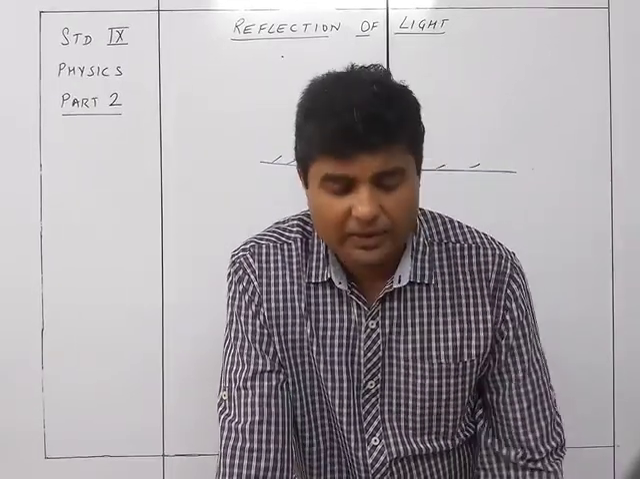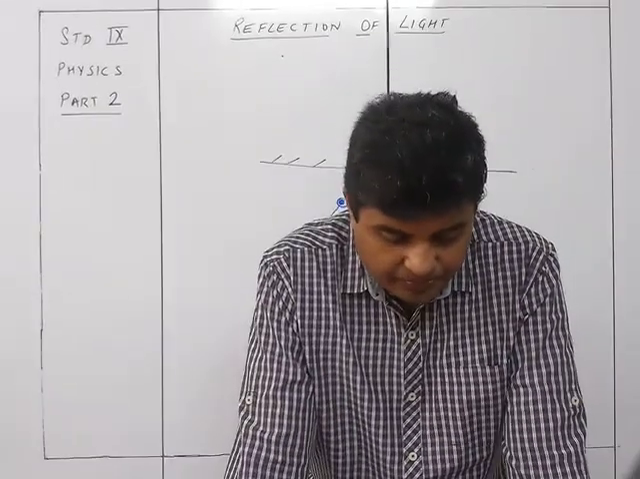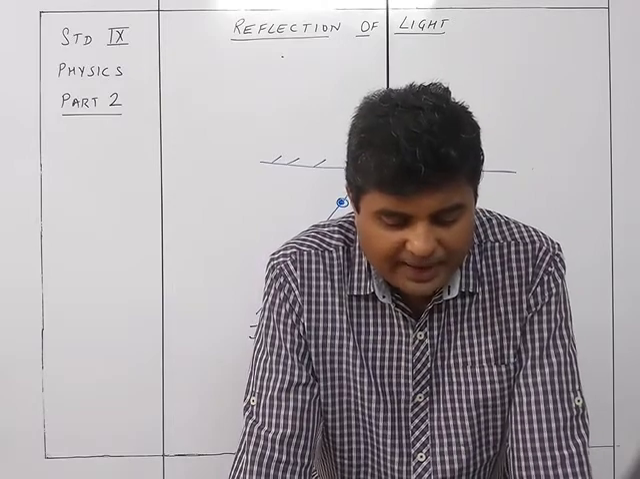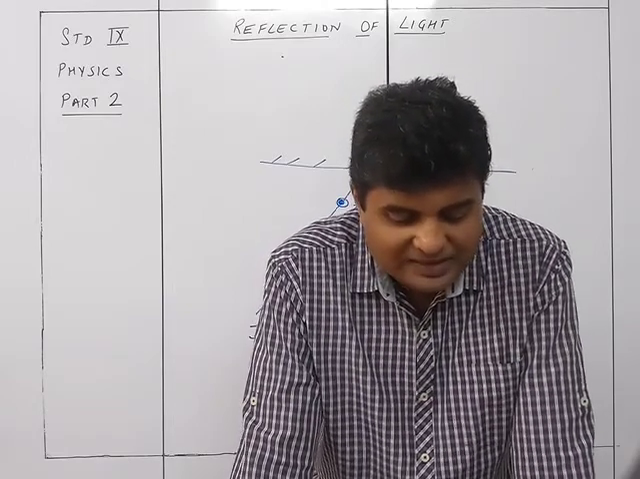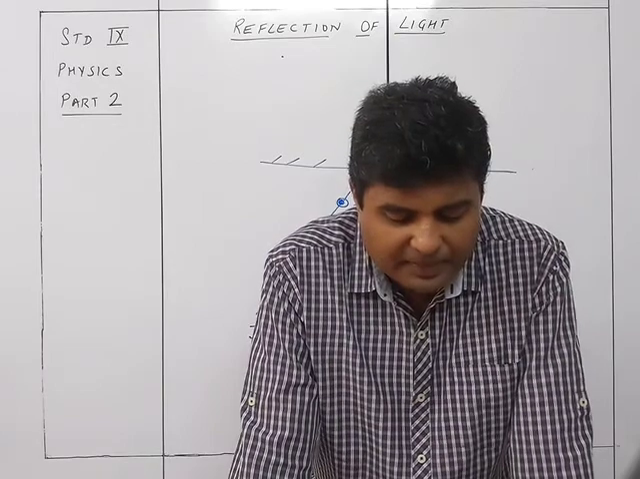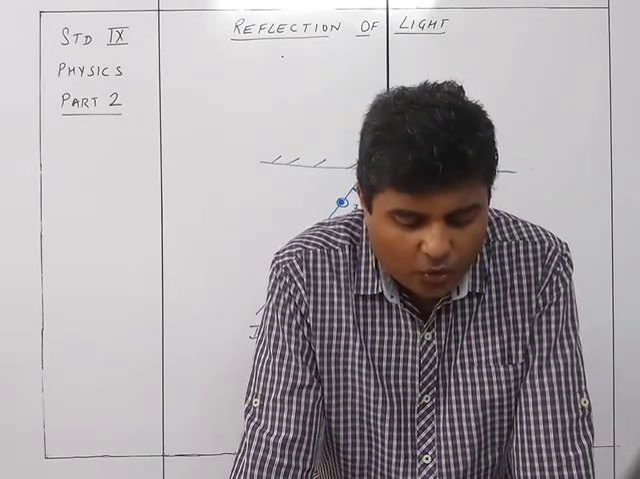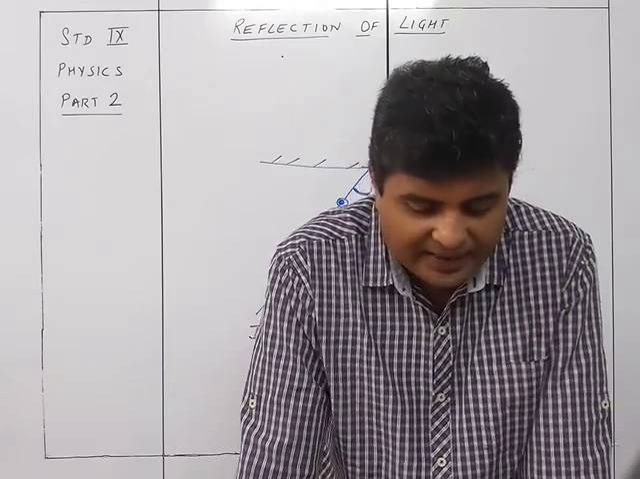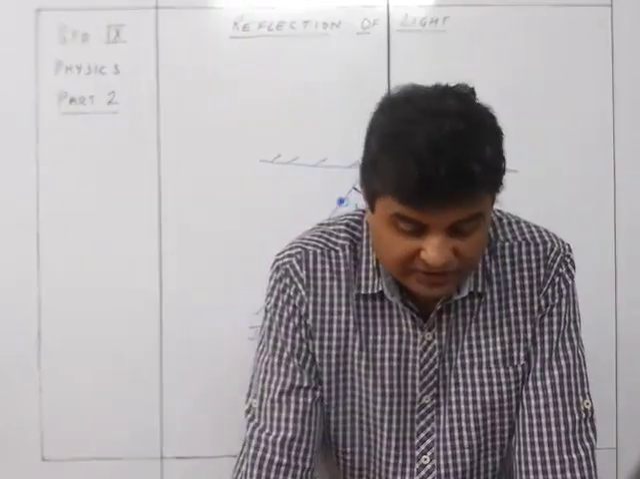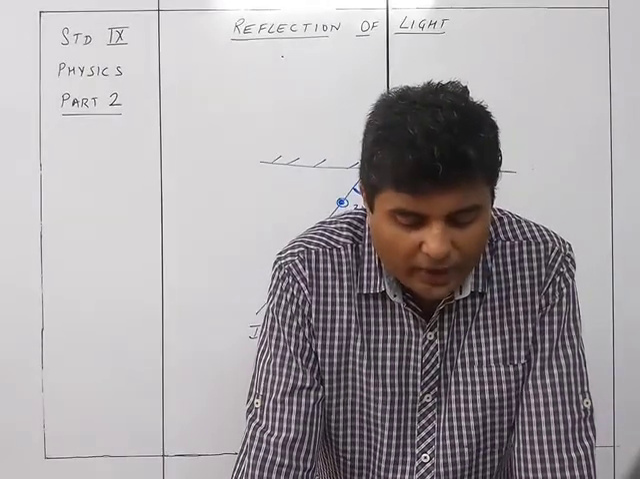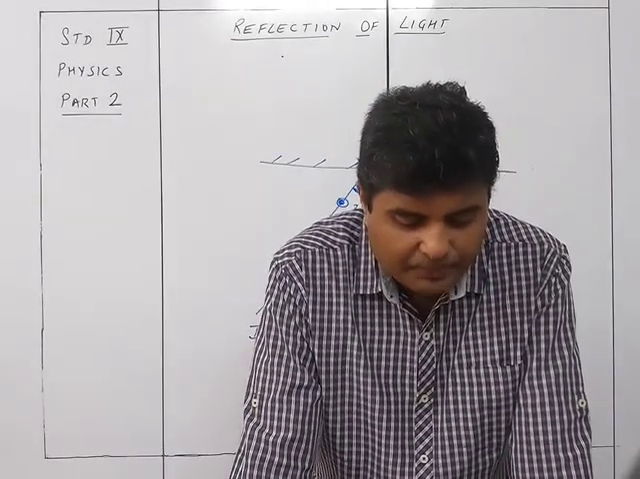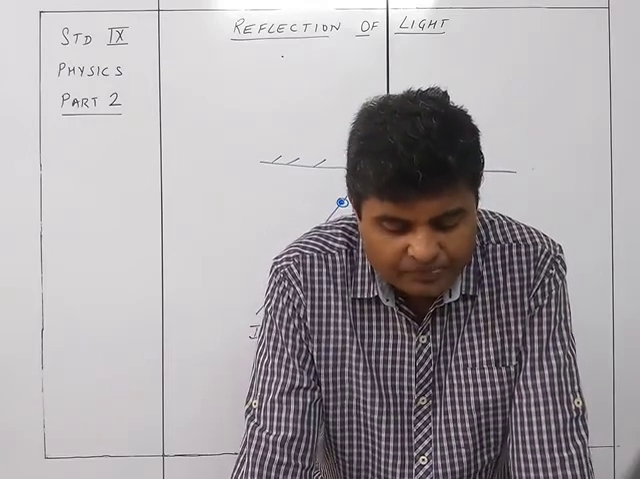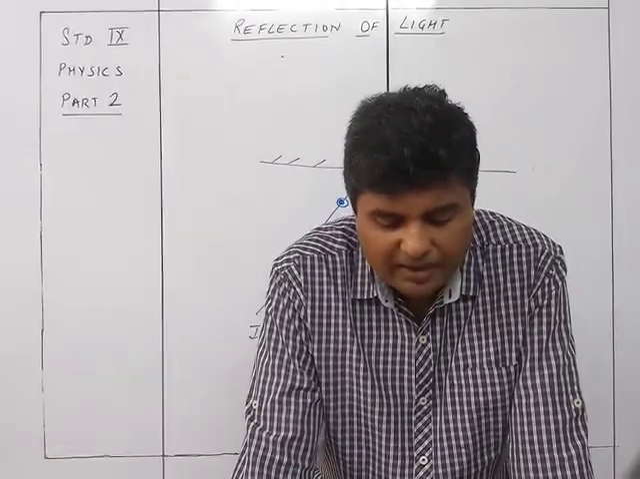So I'll quickly read through this particular experimental verification. Fix a sheet of white paper on a drawing board and draw a line MM dash as shown in the figure. On this line, take a point O nearly at the middle of it and draw a line OA such that angle MOA is less than 90 degrees. Say MOA is equal to 60 degrees. Then draw a normal ON on the line MM dash at the point O and place a small mirror vertically by means of a stand with its silvered surface on the MM dash.